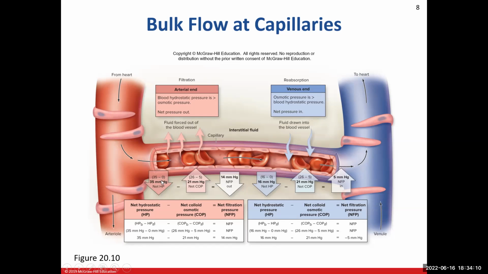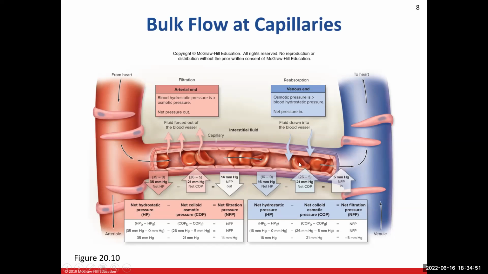So if you subtract 0 from 35, you're going to wind up with 35. And then we're going to calculate out our osmotic pressure, the colloid osmotic pressure. So we'll take our values. We have 26 for the blood, and then 5 millimeters of mercury for the interstitial fluid. We'll take the difference of that, which is 21. So we'll take 35 millimeters of mercury, subtract 21 from it, and we get a positive 14 millimeters of mercury, which means net filtration is occurring outwards. We're favoring filtration. We're moving stuff from inside the capillary into the tissues.